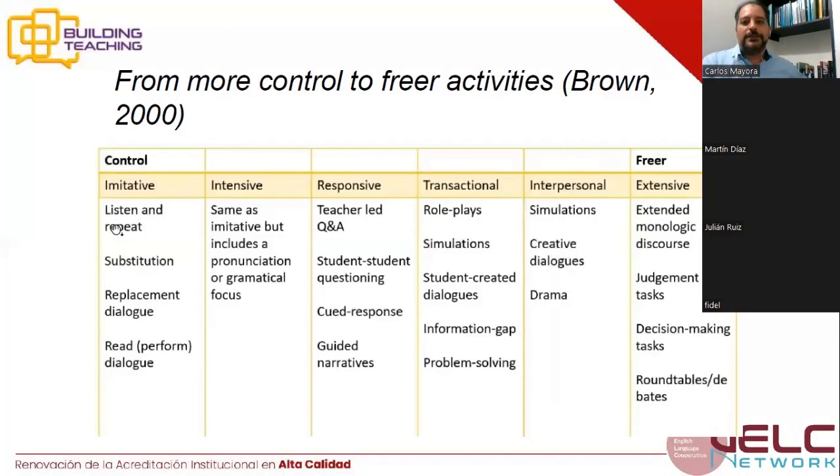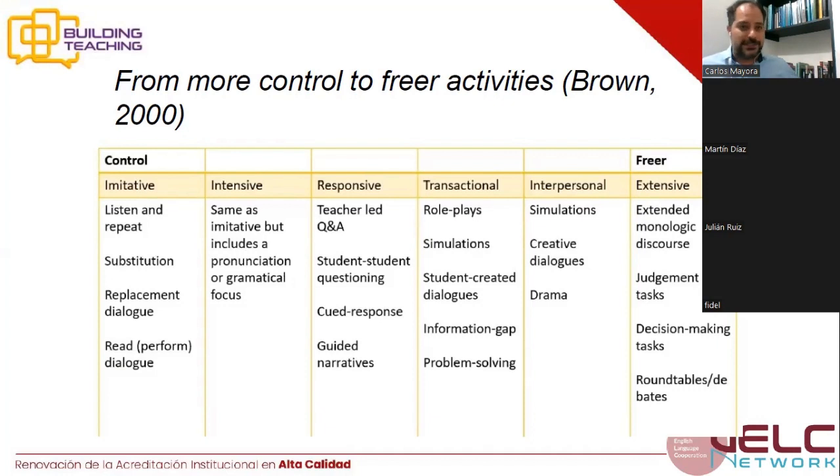Conditions for speaking. Well, there are many different alternatives. For example, Brown described a continuum from more controlled activities to freer activities. Of course, he says that controlled activities are more imitative: listen and repeat, substitution, replacement dialogues, right? They have a model dialogue and they basically do the same dialogue, but changing some pieces of information, or just read the dialogue. But if we go to the freer extreme, there is more extensive speaking, in which students do extended monologic discourse.